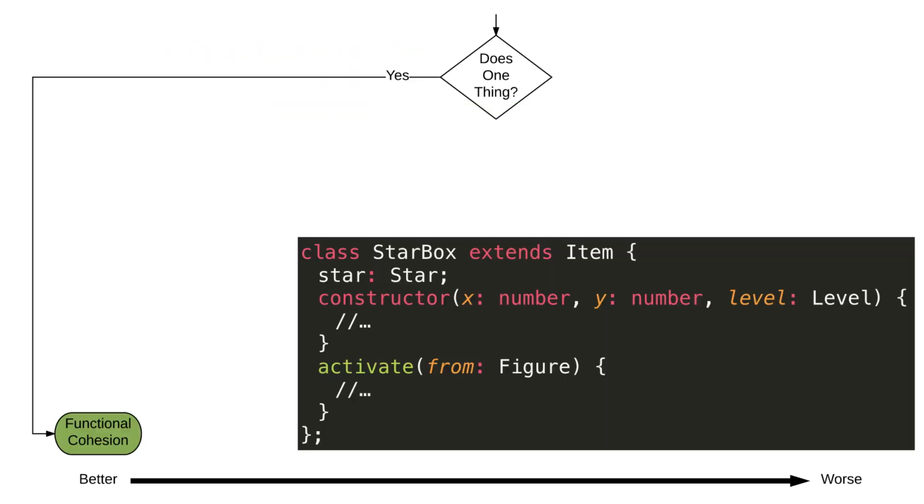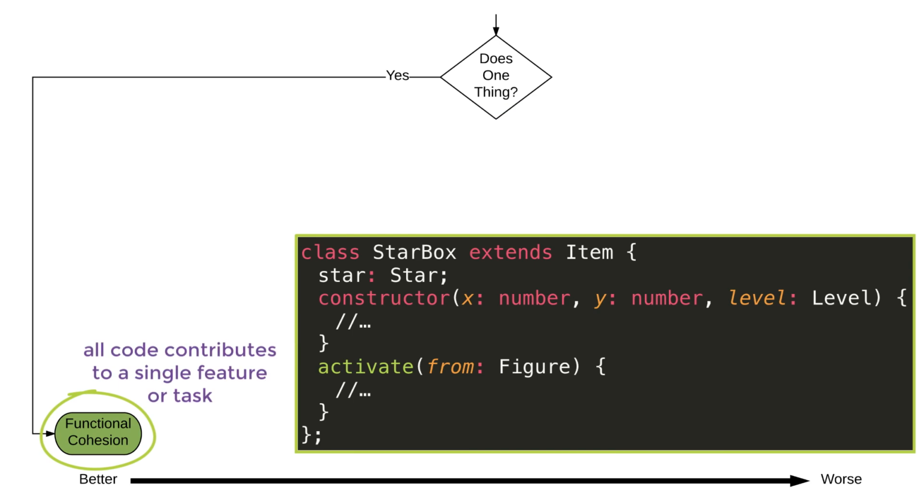When a class is functionally cohesive, all of its code contributes to a single well-defined feature or task. The example here from Mario is functionally cohesive because it only really does one thing. It defines where on the screen a Starbucks should be placed and allows it to be activated by a figure. It's important to remember here that even though this code is highly cohesive, it's still coupled to the rest of the system, for example to star, figure, and item.